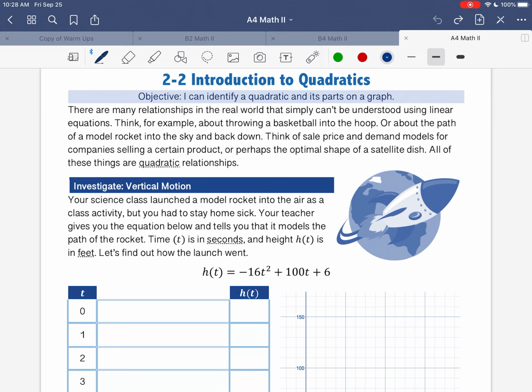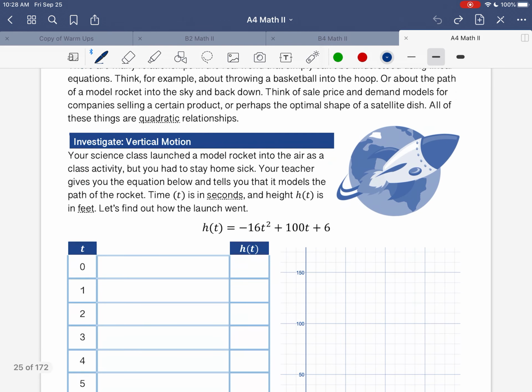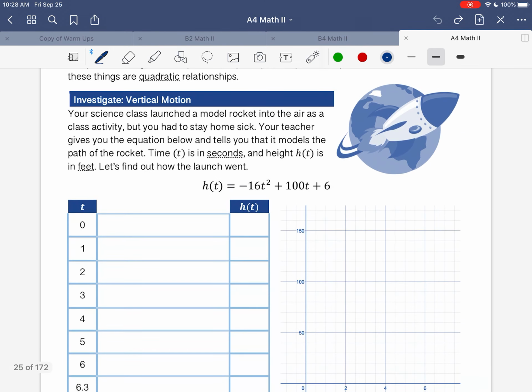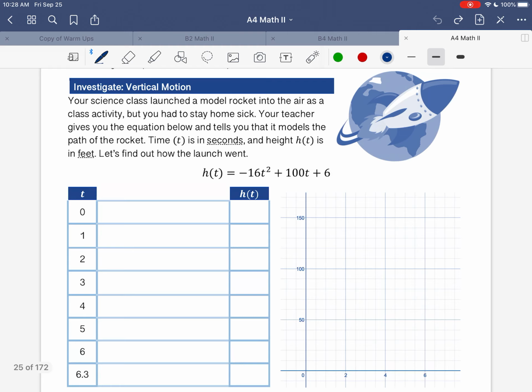And like the intro says, there's a lot of relationships in the world that can't be understood just using linear equations, like lines. Throwing a basketball into a hoop, or the path of a model rocket into the sky and back down, or sales price and demand models, or the optimal shape of a satellite dish. All of those happen to be quadratic relationships that we can better understand using something called a quadratic function, which you have actually seen before, but we have never called them quadratic functions, not yet anyway.